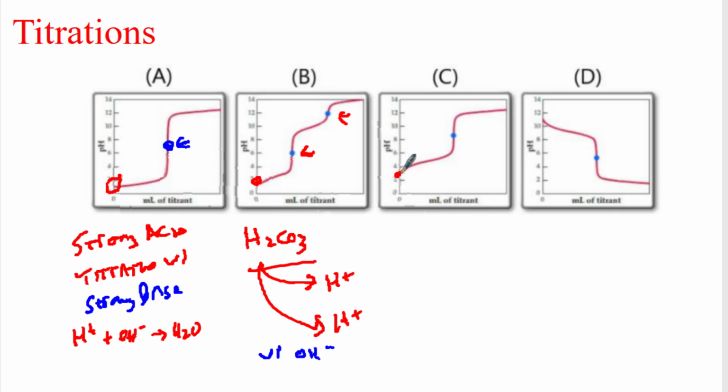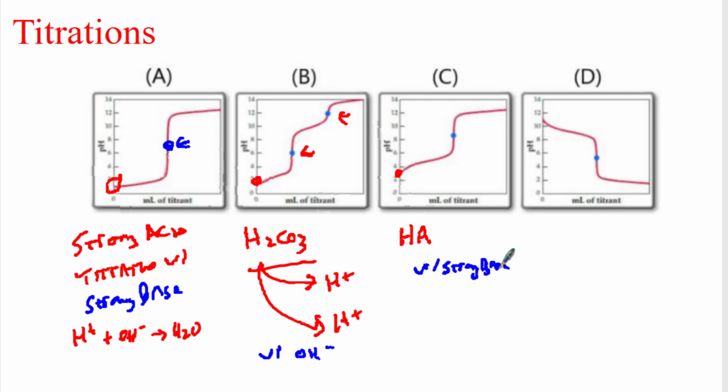Okay, let's take a look at this third one. Look at the pH where it starts off at. The pH is above 2. It's almost like a pH of 3, which means we have a weak acid. This is a weak acid like HA. Now it could be HF, HC2H3O2. It's a weak acid, and I'm titrating this with a strong base.